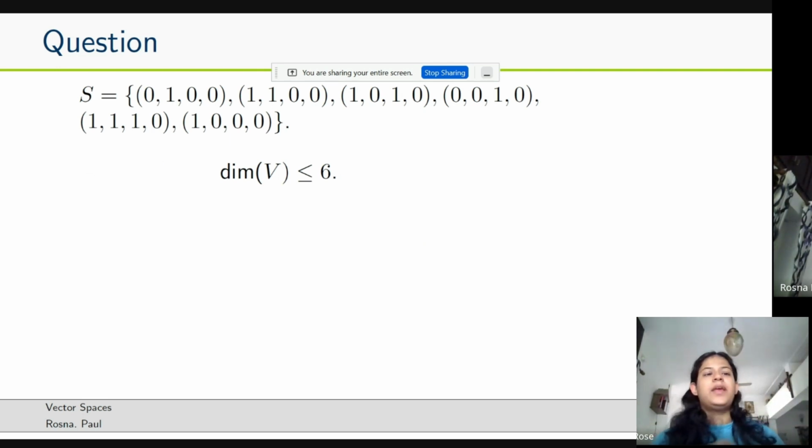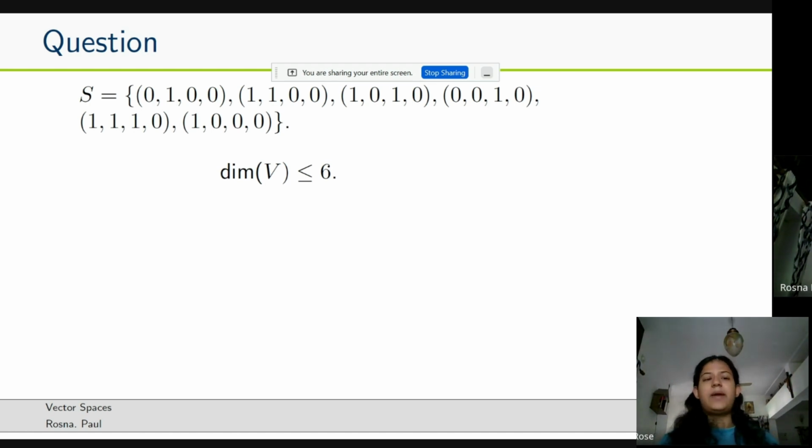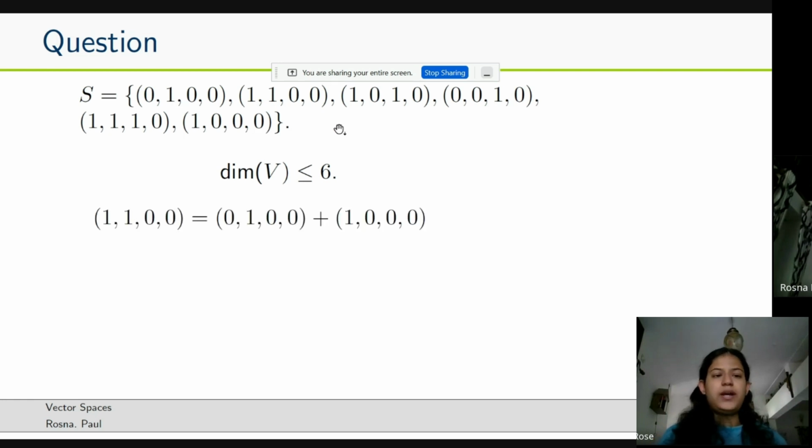Okay, let's check. So we have a set S, and it is already said that it spans our vector space, and it has 1, 2, 3, 4, 5, 6 elements. So the dimension of our vector space is at most 6 because we have only 6 elements here. Now let's check which of them can be written as a linear combination of the others. For example, if you take 1, 1, 0, 0, it can clearly be written as the combination of 1, 0, 0, 0 and 0, 1, 0, 0. So you can get rid of that.